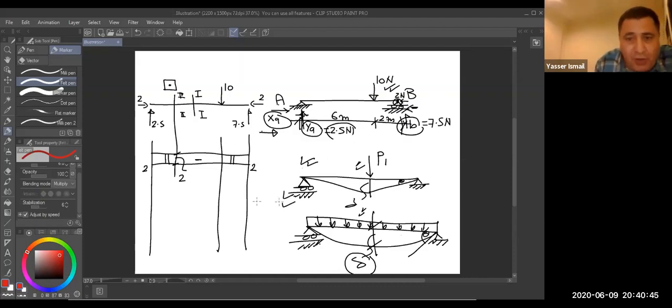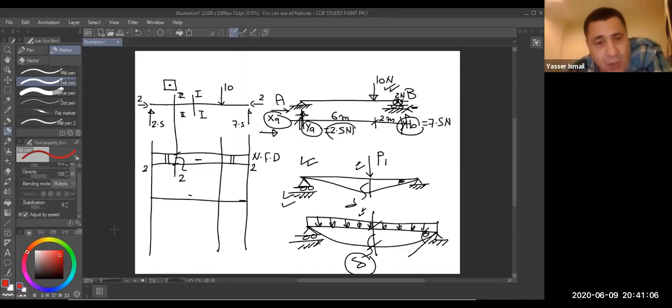I'm talking now about normal force. This is a normal force diagram. What about the shear force diagram? The shear force diagram is different. I am going to draw it. Always, guys, we start from the left hand side. Where is your left hand side? Here.